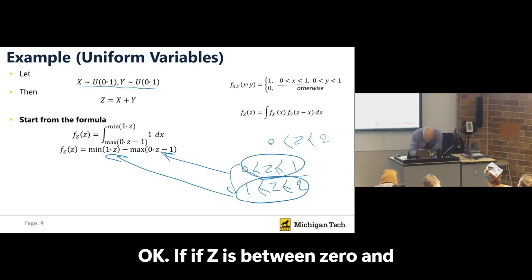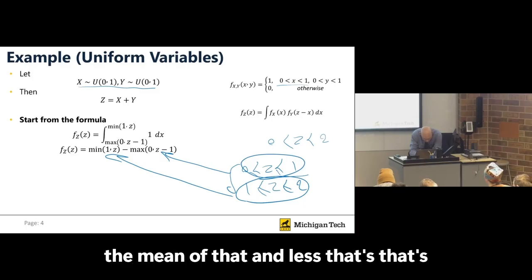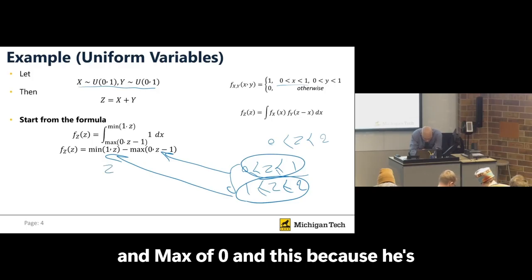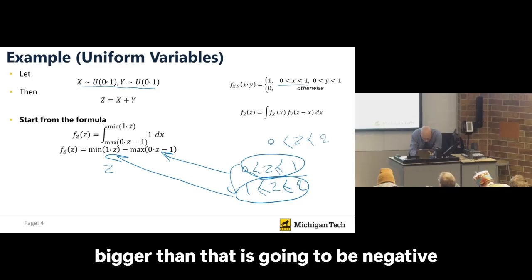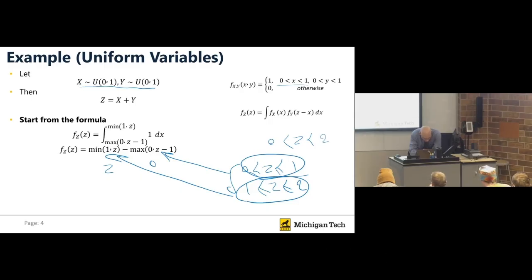OK, if z is between 0 and 1, so it means bigger than 0, the min of that and 1, since it's less than 1, is going to be z. And the max of 0 and this, because it's going to be negative, is going to be 0. So the integral is going to be between 0 and z.